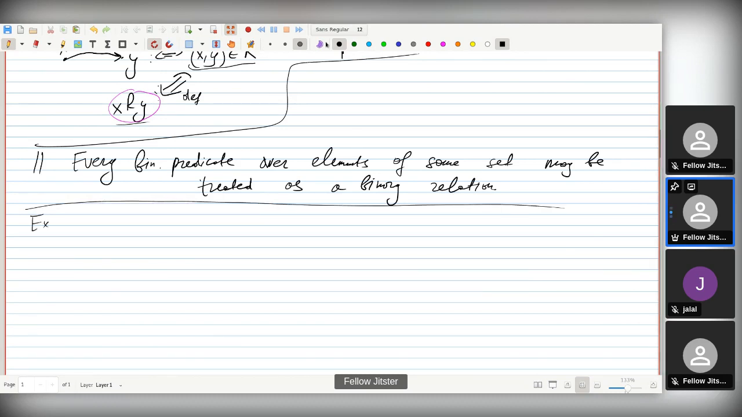Do you know the relation less than over the set of naturals? I hope you are familiar quite well with this binary predicate, less than, yeah? Yes. 2 is less than 3. Is it true or false? True. After all, it is a statement. So this one is a true statement.